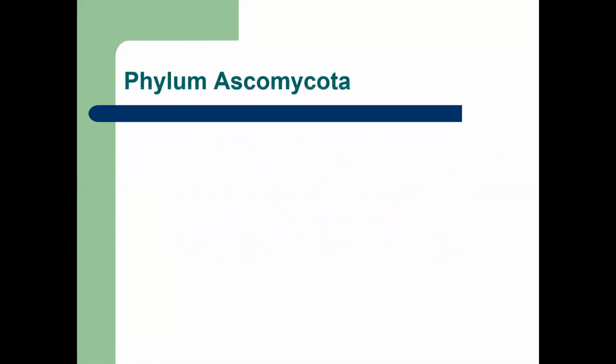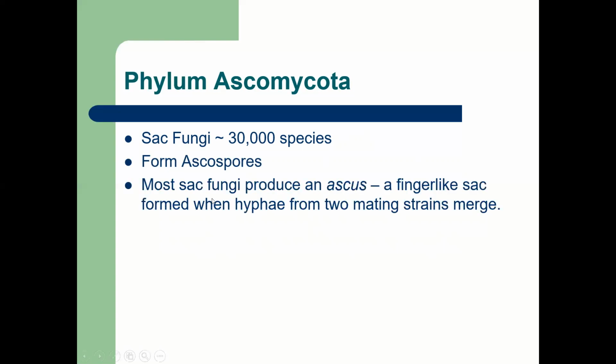And we'll move on. Phylum Ascomycota. These are commonly referred to as sac fungi because many of the reproductive structures take a sac or kind of a bag-like look to them. The spores are referred to as ascospores, and the actual scientific name for that sac is an ascus.